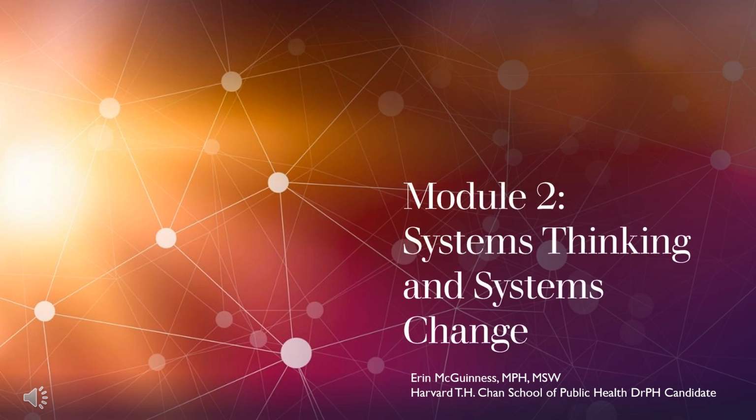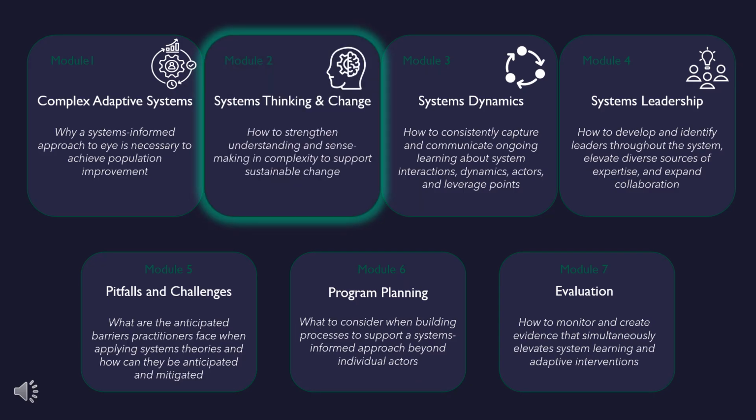Welcome to Module 2, Systems Thinking and Systems Change. Module 2 is the second of the theory modules. This module will explore how systems thinking can strengthen understanding and sense-making in complexity in order to support sustainable systems change.